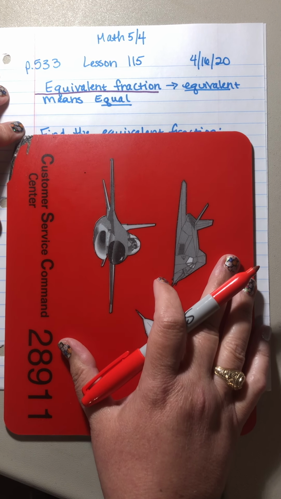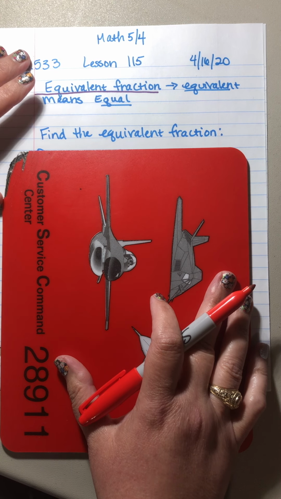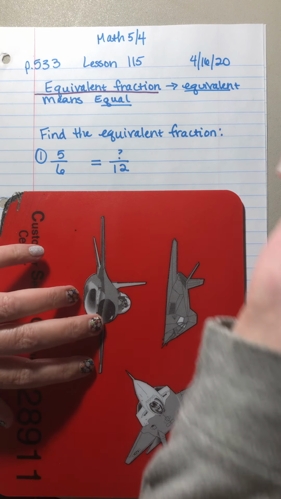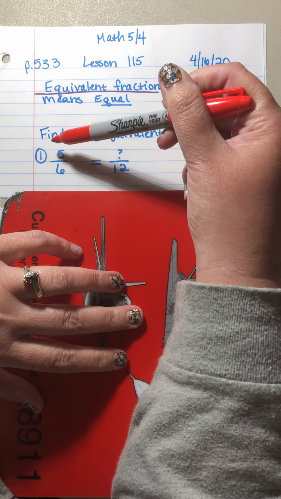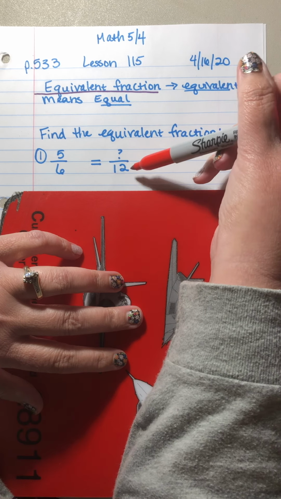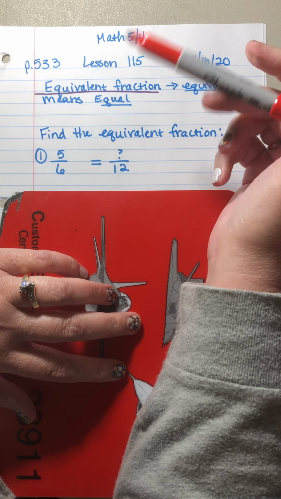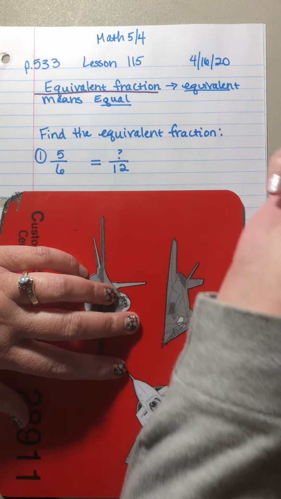So let's look at what that would look like as a problem. You would get a problem that tells you to find the equivalent fraction. For example, this one, okay? So your problem could say find the equivalent fraction, or it could say rename the fraction 5/6 with a denominator of 12. Either way means the same thing, okay? So we're going to use the equivalent wording for right now.